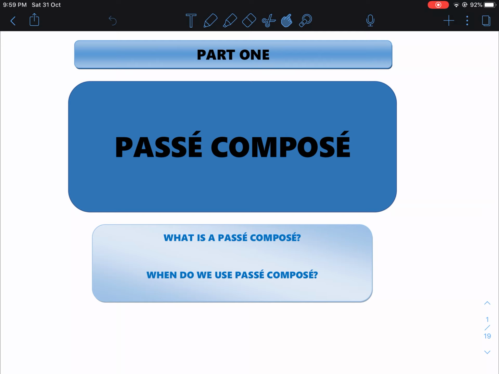Okay, for your information, there will be two parts of clips dedicated to Passé composé. We will look at the definition of Passé composé. Then we are going to look at how we use it in a sentence. Well, in this first part, we are going to look at what Passé composé is made of, how it is formed or constructed, and what the components are that are needed to form a Passé composé.